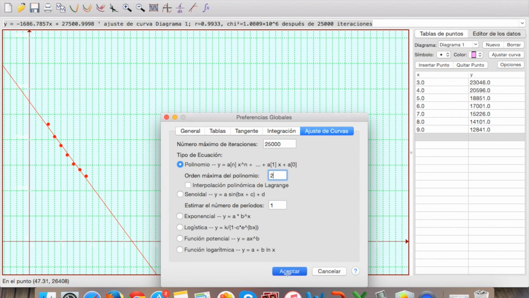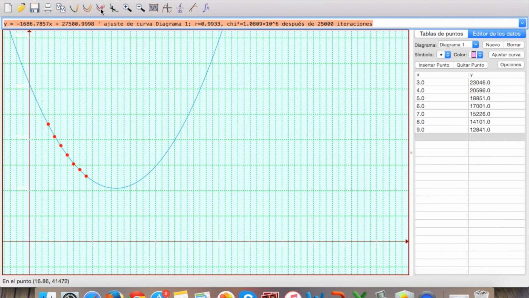Then, they asked us to get a quadratic model using the same information. Here, we can see the equation of the quadratic model.